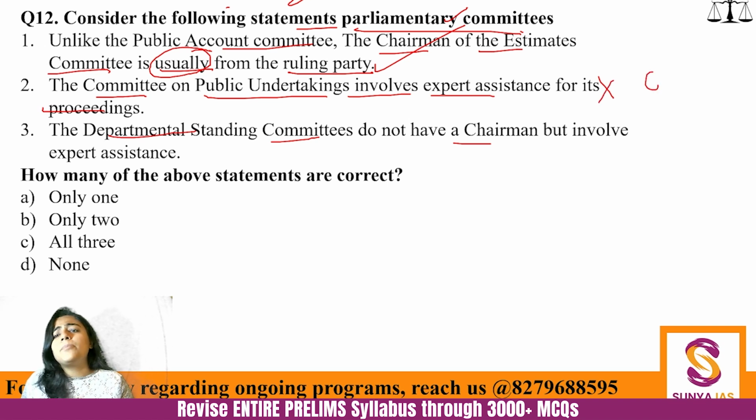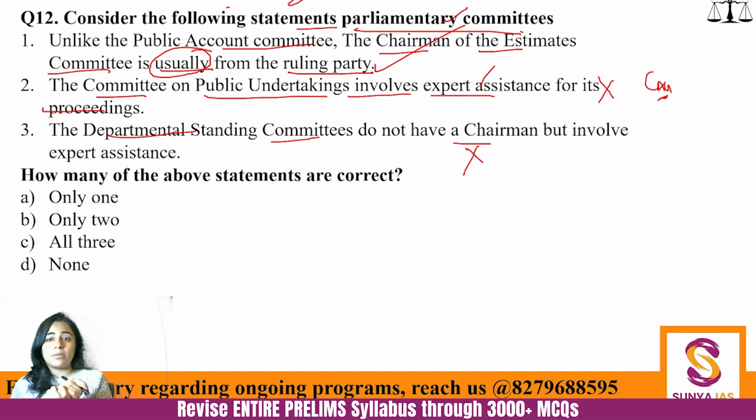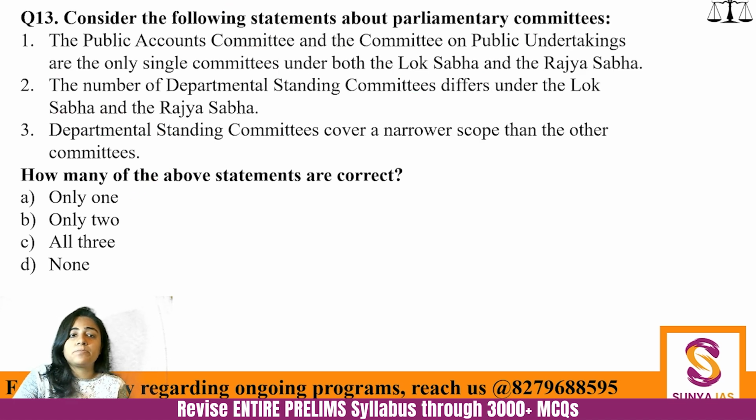Then the committee on public undertakings involves expert assistance? No. CAG reports are a part of expert assistance, but overall it does not involve expert assistance. And department standing committees do not have a chairperson? No. This is incorrect. Every committee is supposed to have a chairperson. Okay. So here only one statement is correct. I hope you will remember this. Last question for the day.